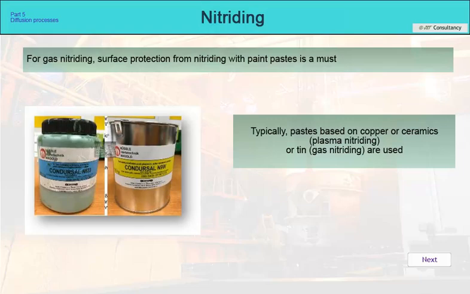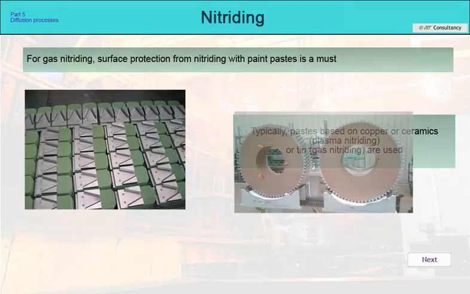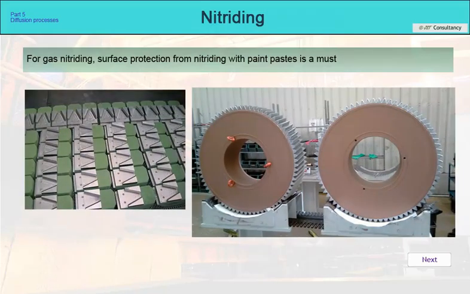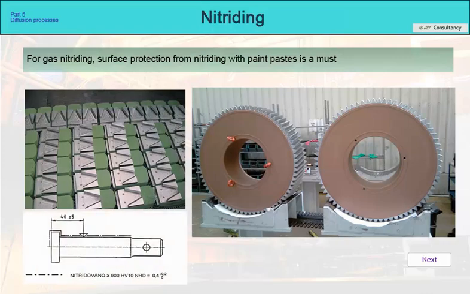Copper or ceramic pastes are typically used for nitriding in plasma, or tin-based pastes for nitriding in gas. Because even protection has its pitfalls, it is necessary to follow the instructions for these products exactly. The surfaces to be nitrided and those not to be nitrided must be marked on the drawing by the designer in accordance with ISO 15787. It is then up to the heat treater to cope with this requirement.